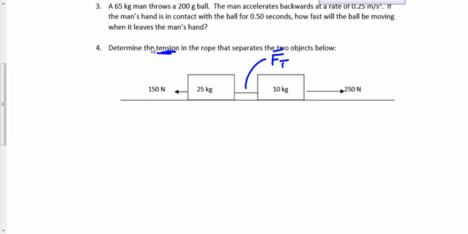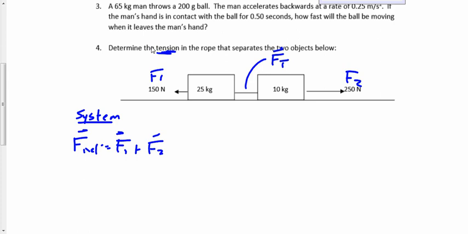The first step is to analyze the whole system. Don't pay any attention to the internal force. Ironically, when you're trying to find an internal force, the first thing you do is ignore all the internal forces. If we're analyzing the system, F net is equal to the sum of the forces. We'll call this F1 and F2, or FA and FB, whatever you want to call them. The net force here would be mass times acceleration.